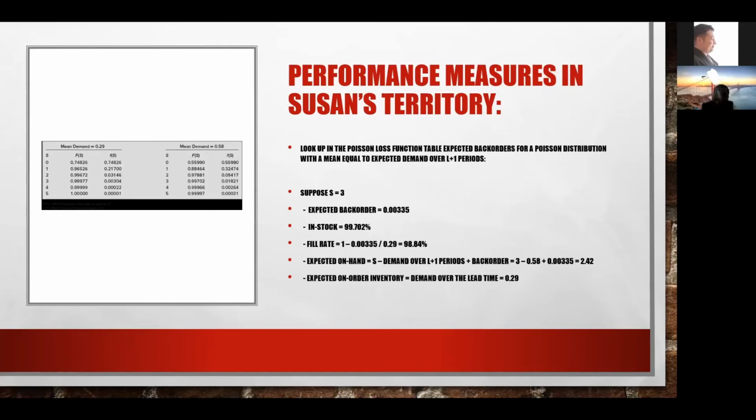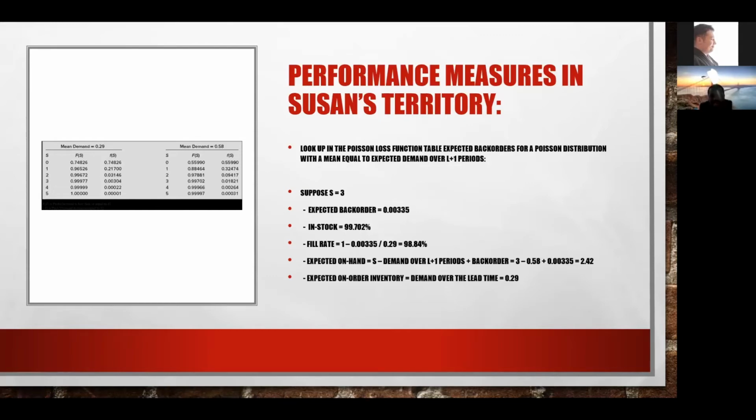Now let's look at performance measures in Suzanne's territory. And remember, it's a 1 day lead time. So if we look in the Poisson loss function table, we'll see the back order for a distribution with a mean equal to expected demand over L plus 1 periods. If the up to level in Suzanne's territory is 3, the expected back order, if you look on the table on the left of the screen, you'll see that the expected back order at 3 is 0.00335.